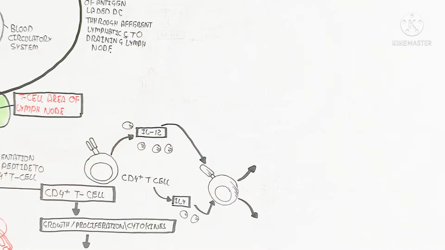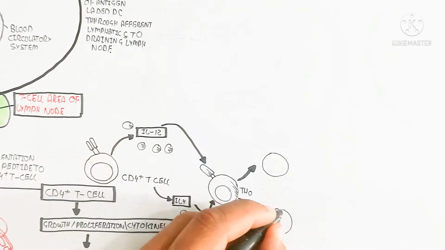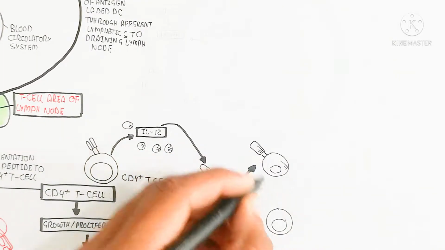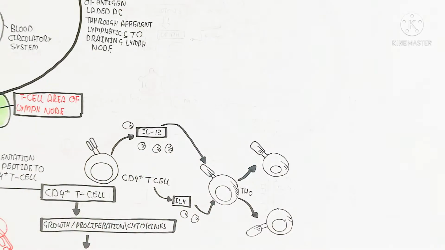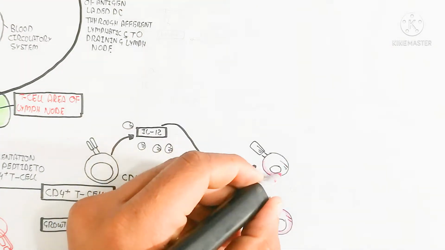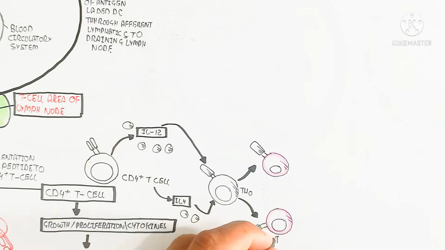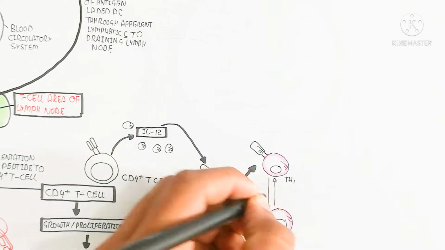This interleukin 12 and interleukin 4 activate the TH0 cell, the T helper 0 cell. On the other hand, interleukin 12 also recruits the natural killer cell, dendritic cell, and macrophage. So we will discuss that also.